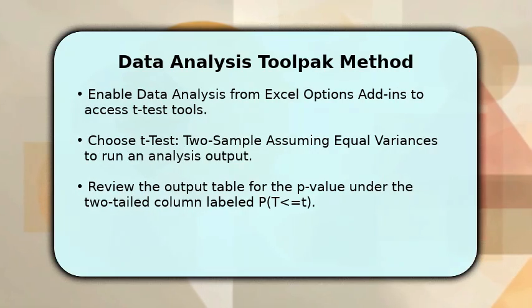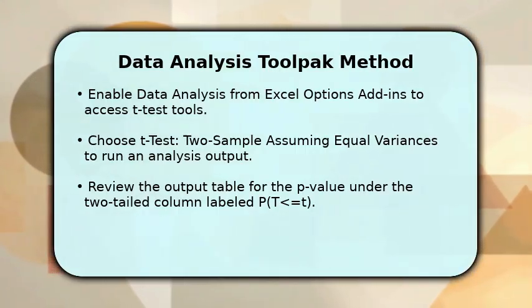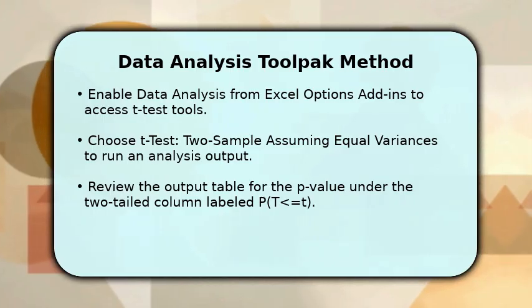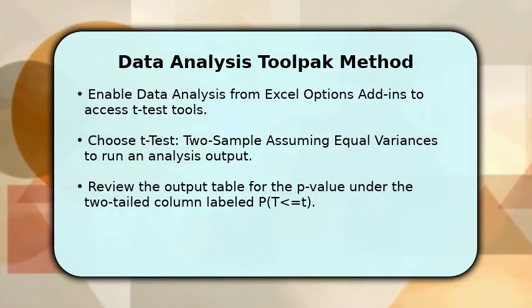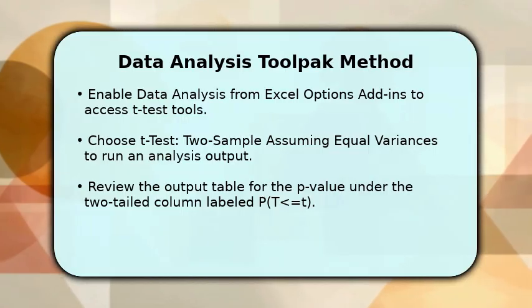You can also use the Data Analysis ToolPak to get p-values with detailed output. First, enable the add-in from File, Options, Add-ins, and Manage Excel Add-ins. Then open Data Analysis from the Data tab and pick the appropriate t-test option.